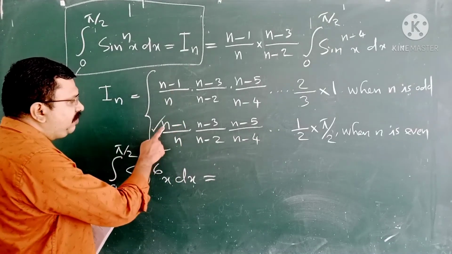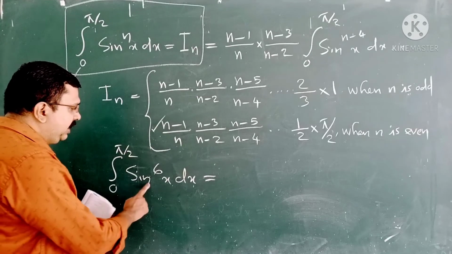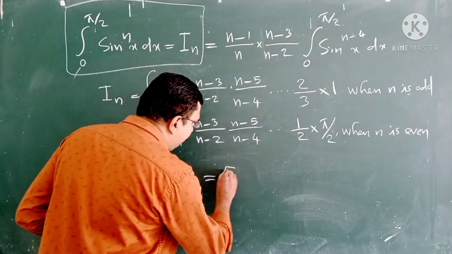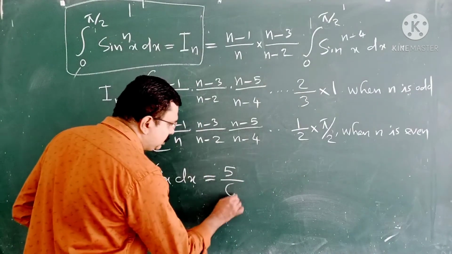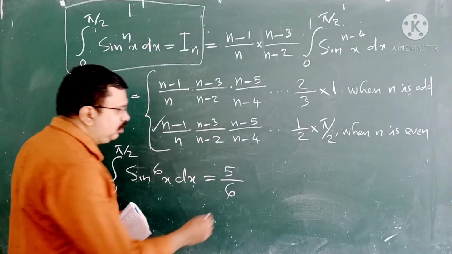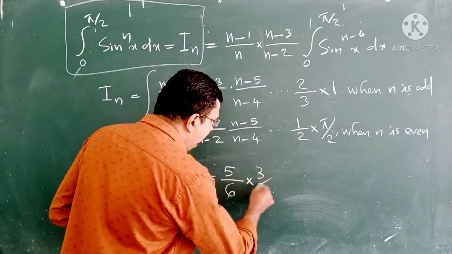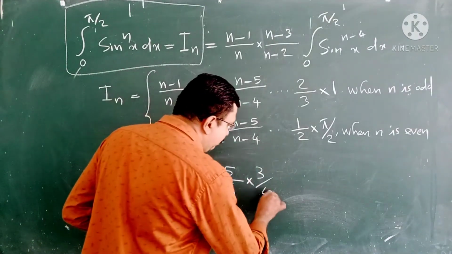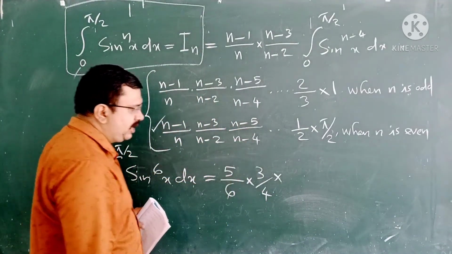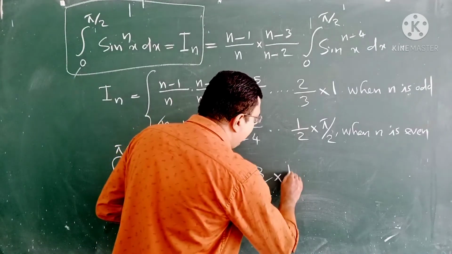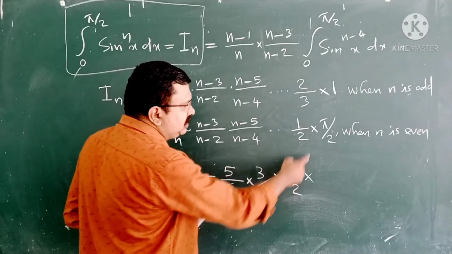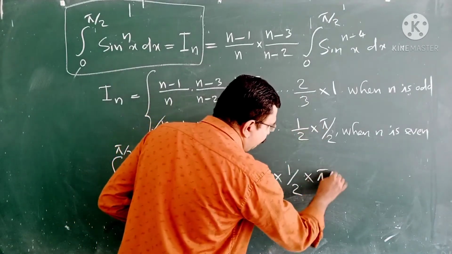Therefore, first (n minus 1) by n. Here our n is 6. Therefore, n minus 1 is 5 by n, 6. Then (n minus 3) by (n minus 2), that is 3 by 4. Then next one is (n minus 5) by (n minus 4), that is 1 by 2. Then the last term is pi by 2.